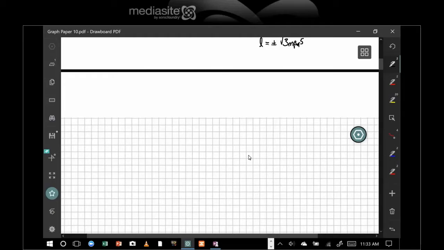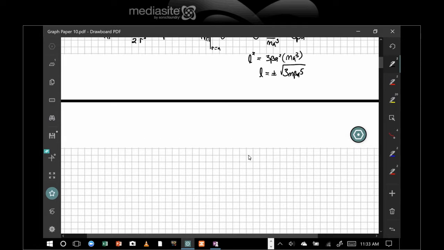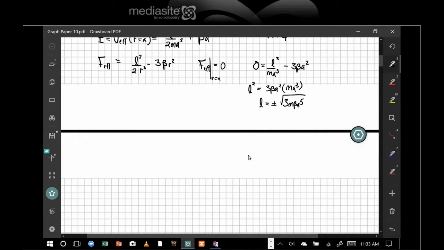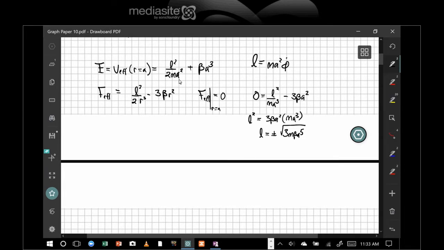Part C asks to express the energy and angular momentum only in terms of m, A, and beta. So we have the angular momentum, now we have to get the energy. Let's finish up what we had before. Using this expression here, E is equal to L squared over 2mA squared plus beta A cubed. I'm going to stick in the result I have for L squared.